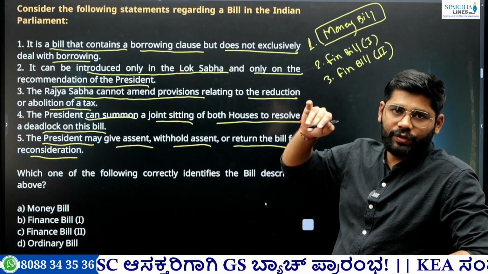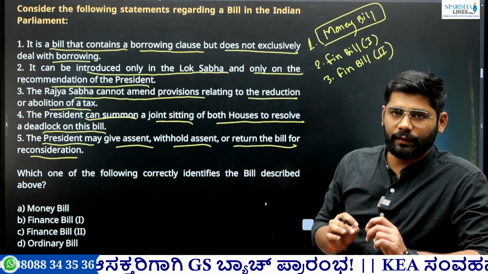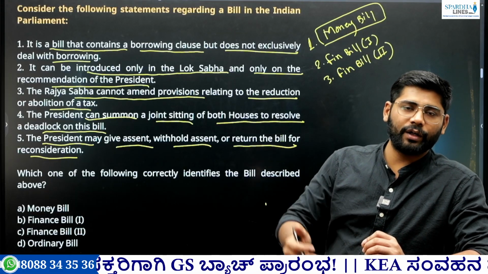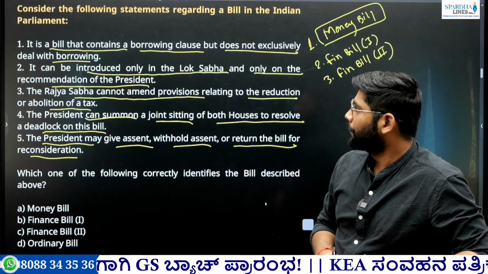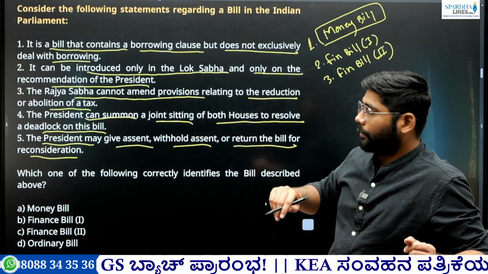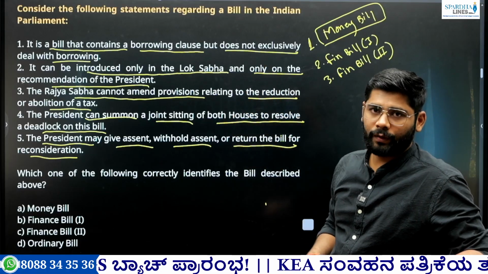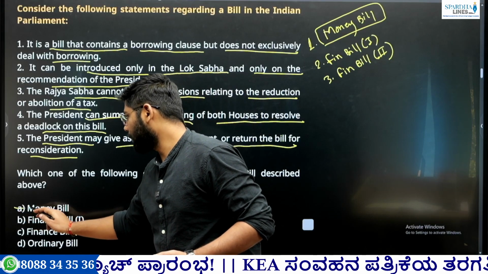Okay, imposition, remission, alteration, regulation of the tax, that time it will be considered as a money bill, or other conditions given in the Constitution, that time it will be considered as a money bill. But it does not exclusively deal with borrowing, so that time it will not be a money bill. So one option that we can eliminate: it is not a money bill.